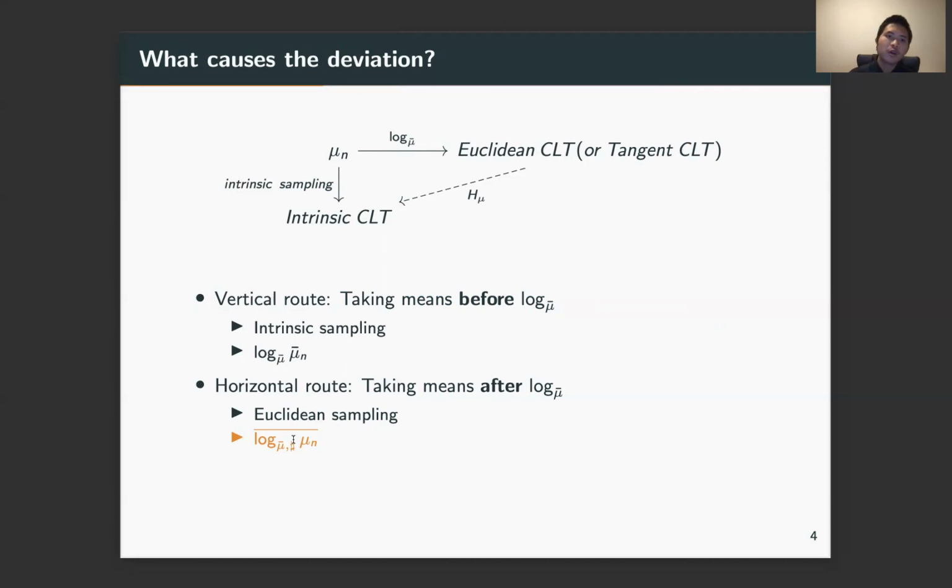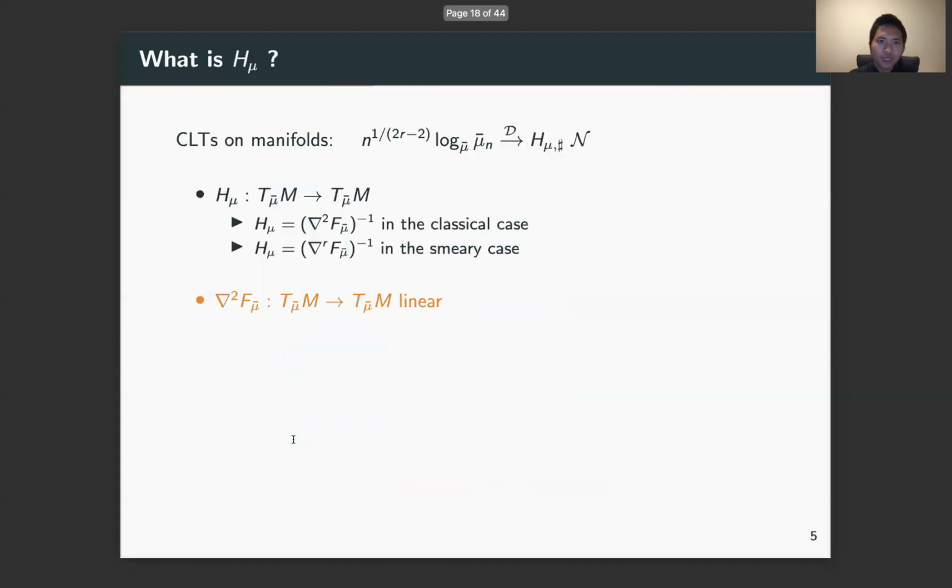And so we know that there are two processes we can do. An easier one is the horizontal, the harder one is the intrinsic one. And the thing that connects the two will be the map we call H mu. We see that H mu is the map that corrects the intrinsic central limit theorem from being Euclidean. And that will be the object that we will focus on. So we look at some different cases where we know what H mu is.